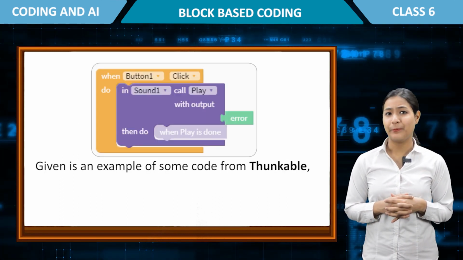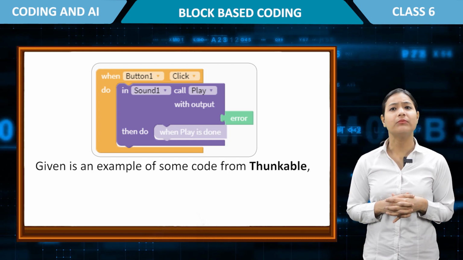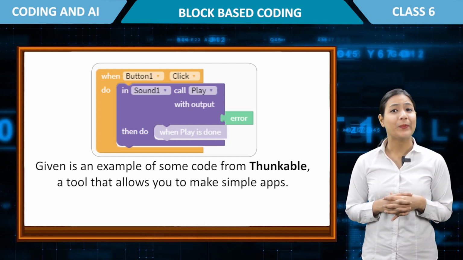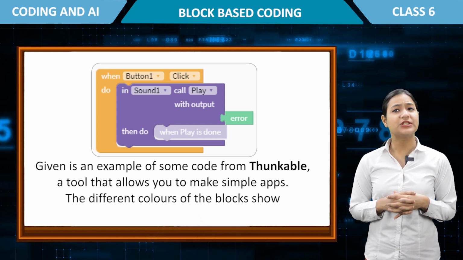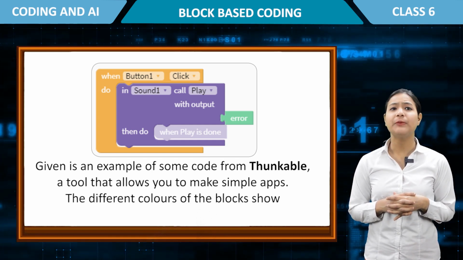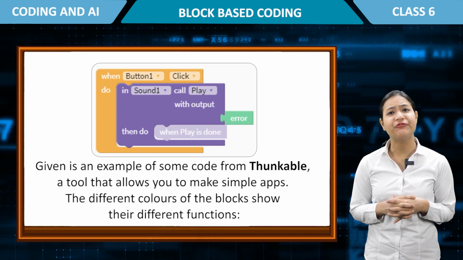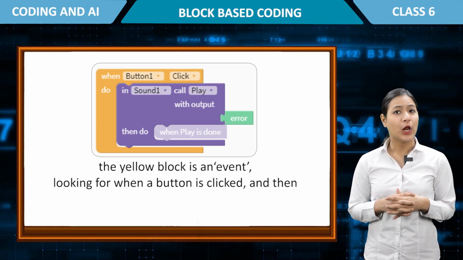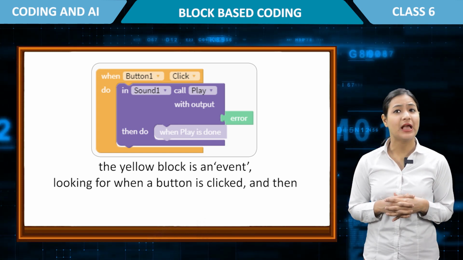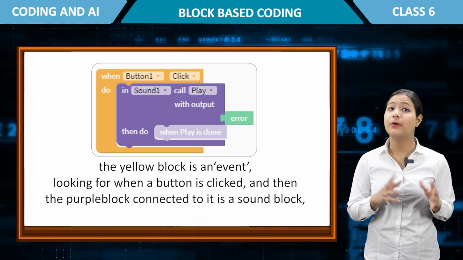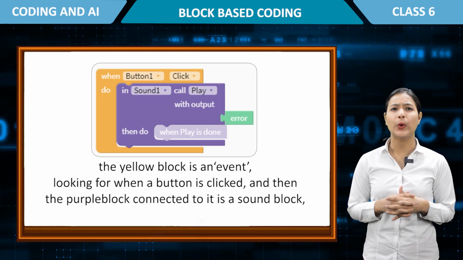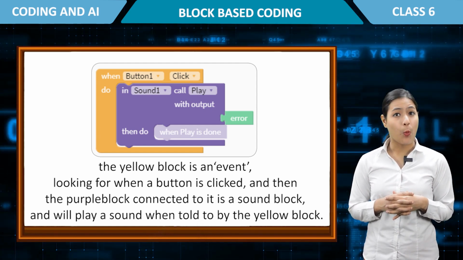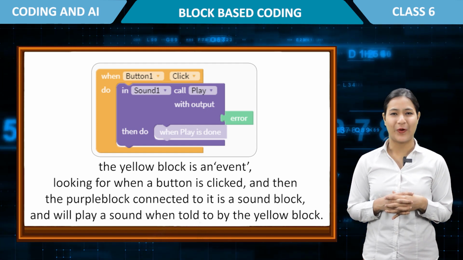Given is an example of some code from Thunkable, a tool that allows you to make simple apps. The different colors of the blocks show their different functions. The yellow block is an event, looking for when a button is clicked, and then the purple block connected to it is a sound block and will play a sound when told by the yellow block.